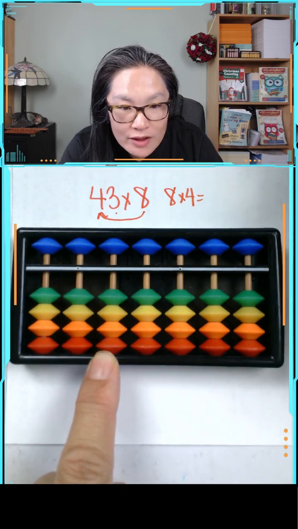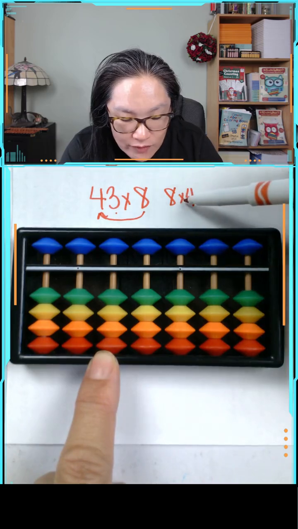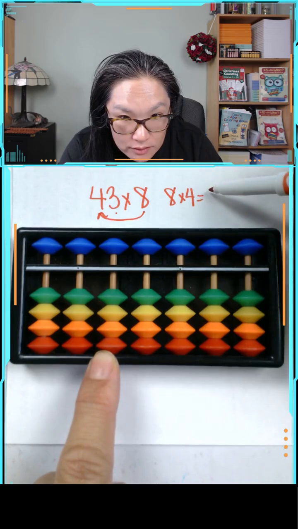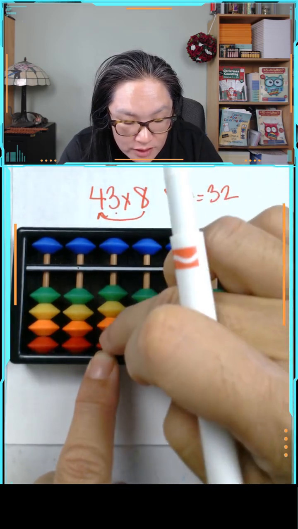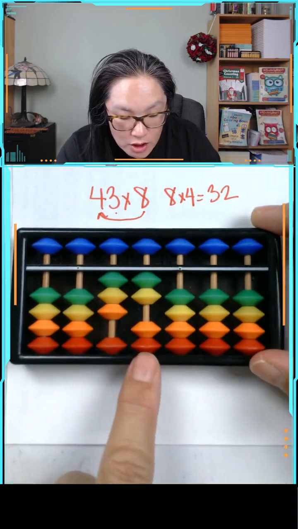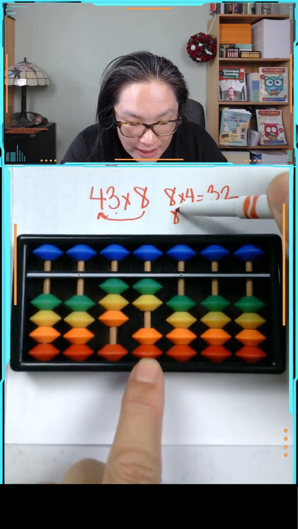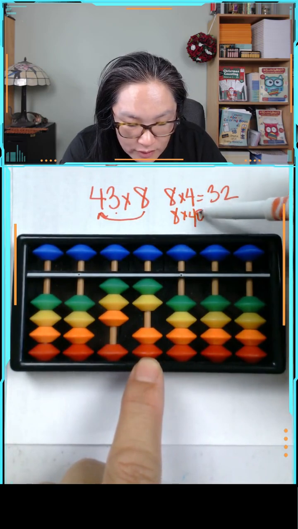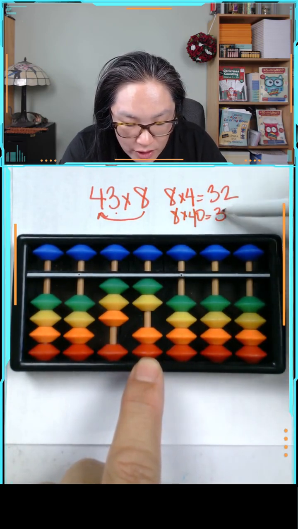8 times 4 is not 344. 8 times 4 is 32. Thank you, Manny. It is 30. It is 2. So notice I do not need to say 8 times 40, right? And I don't need to say it's 320.